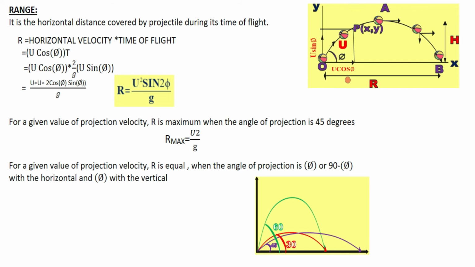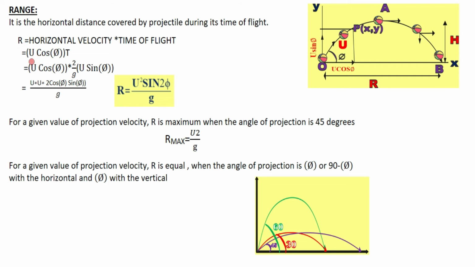And we already know that if the velocity is constant, the only formula that we can use is speed is equal to distance by time, or distance is equal to speed into time. Now if you apply that formula, distance is nothing but range, speed is nothing but horizontal velocity, time is nothing but time of flight. Okay, then what will I get?